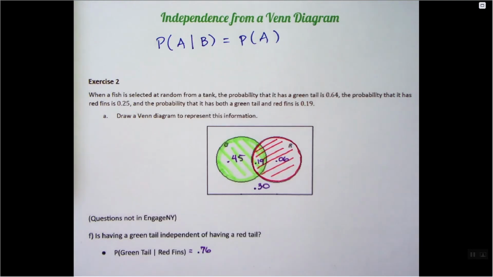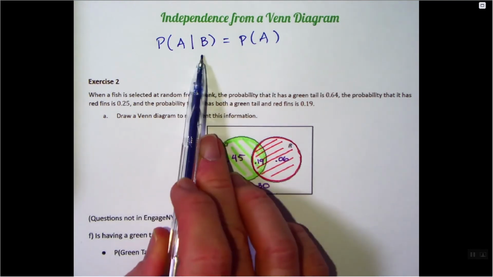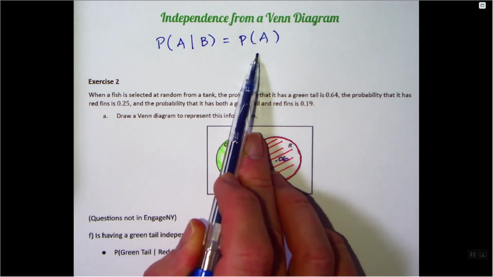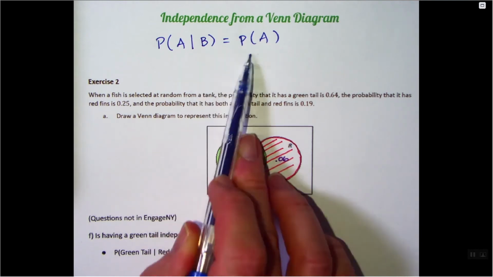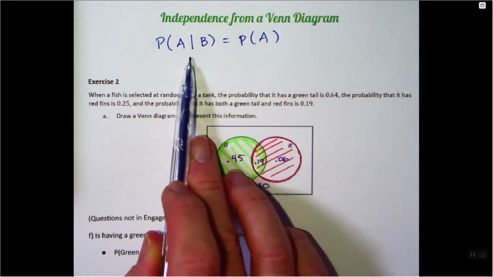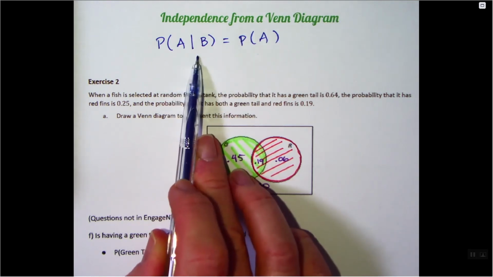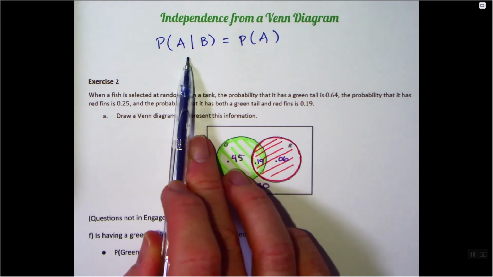Check that video if you want to review that. And we're comparing that with the chance that A happens whether or not B happens. If this is true or very, very close, we say that A and B are independent, that it doesn't matter if B happened, the chance of A happening is the same.